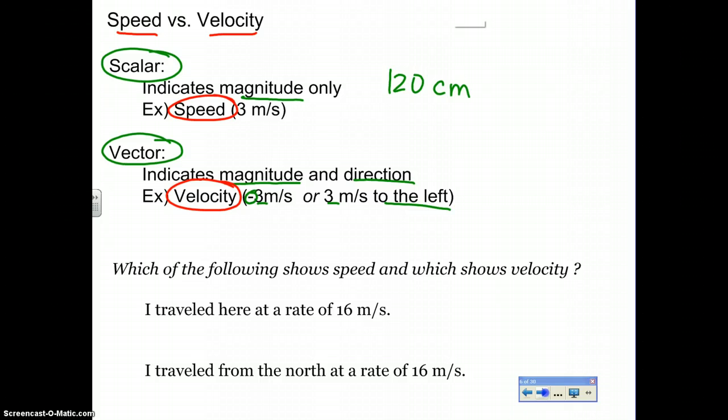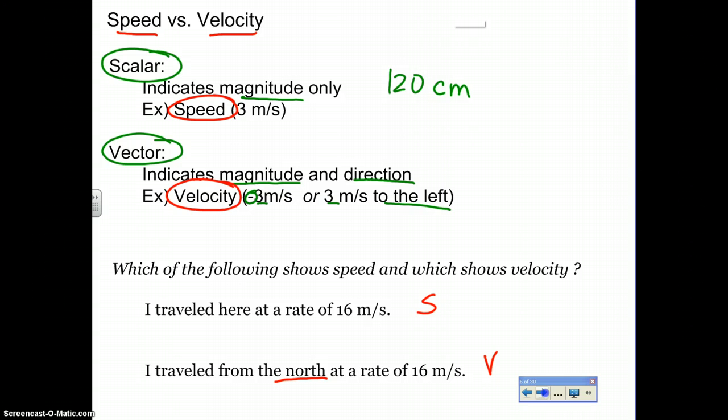Which of the following shows speed and which shows velocity? I traveled here at a rate of 16 meters per second. I traveled from the north at a rate of 16 meters per second. Because the north is a direction, this is a vector of velocity. This is scalar. It's a speed.